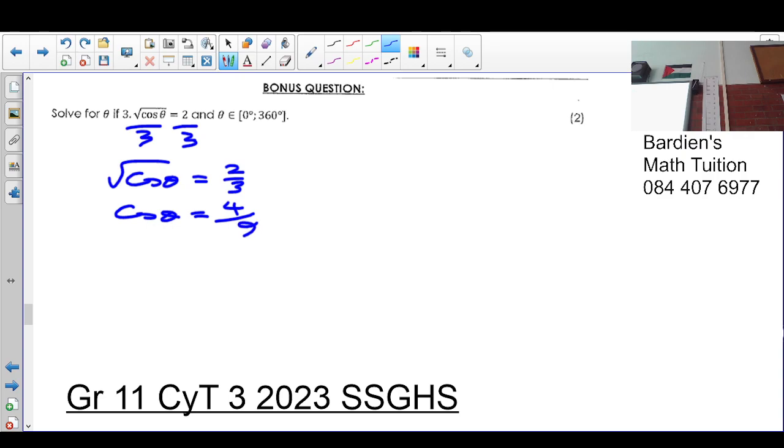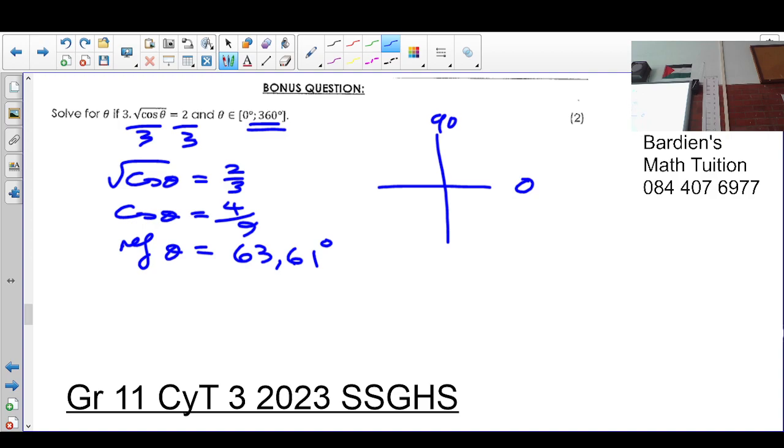Not so. So now we're going to work out our reference angle. So our cos inverse of 4/9 gives us 63.61 degrees. Okay. So the question, you can see that is from 0 to 360, which means you can go general solution here if you like. But from 0 to 360 will give me all my solutions here. Okay?